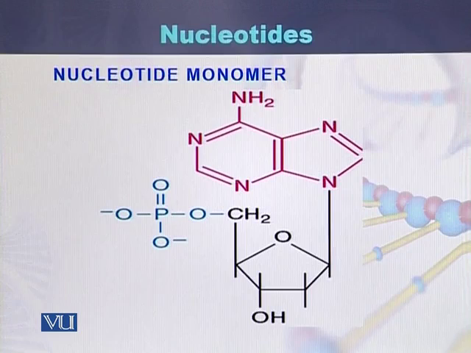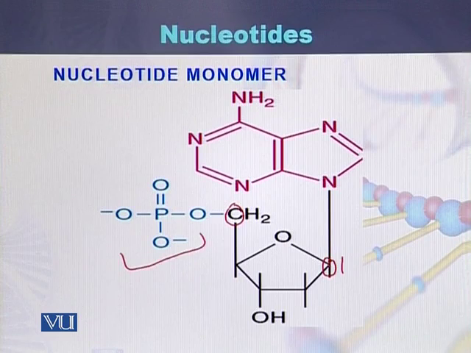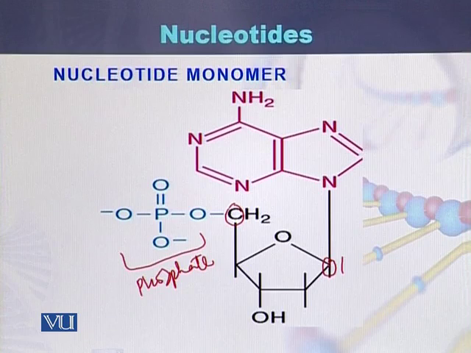If we see the nucleotide monomer, we can see that there are three components. One is the pentose sugar. At carbon number 1 of the pentose sugar, the nitrogenous base is attached. This is carbon number 1. And at carbon number 5 of the pentose sugar, the phosphate group is attached. So these three components, nitrogenous base, phosphate group and pentose sugar, collectively are called a nucleotide.